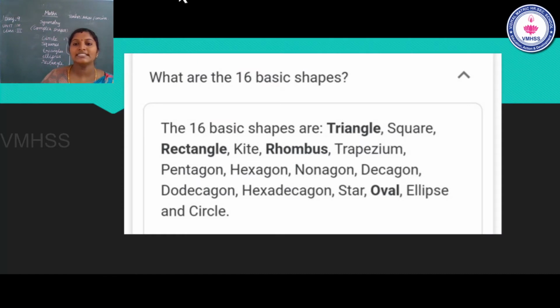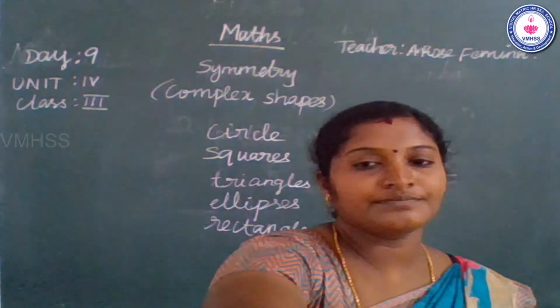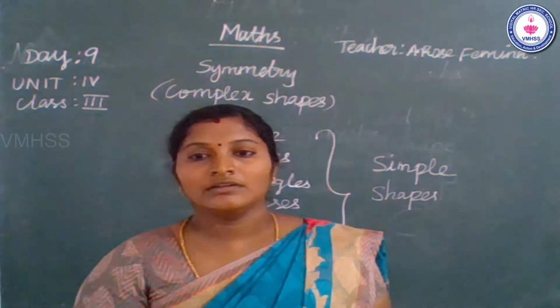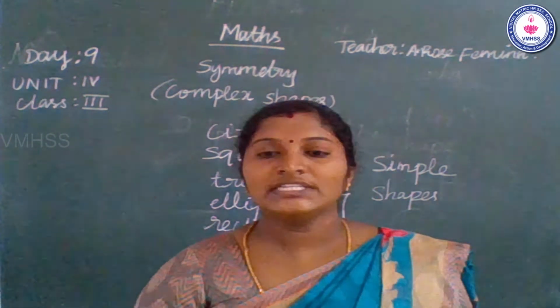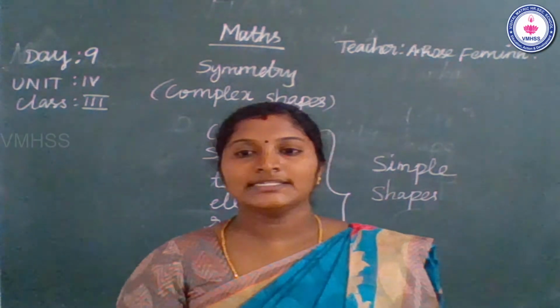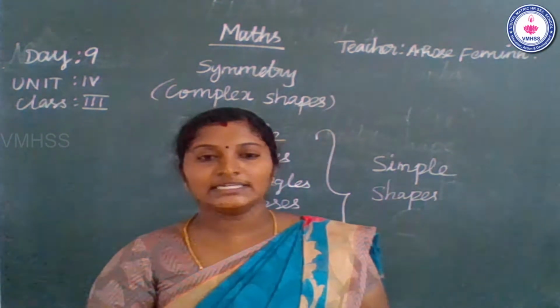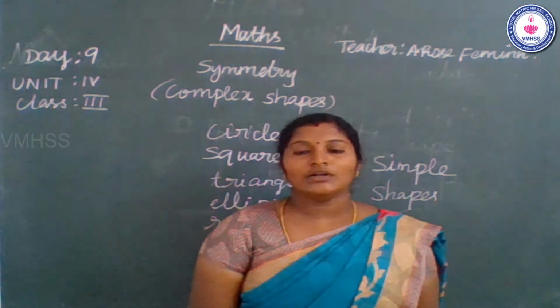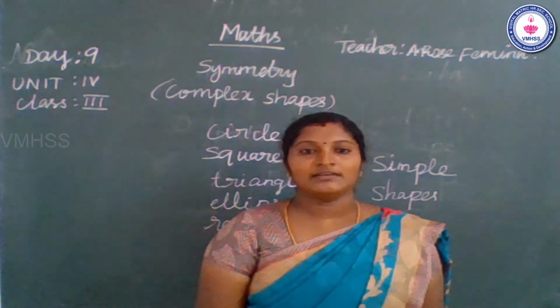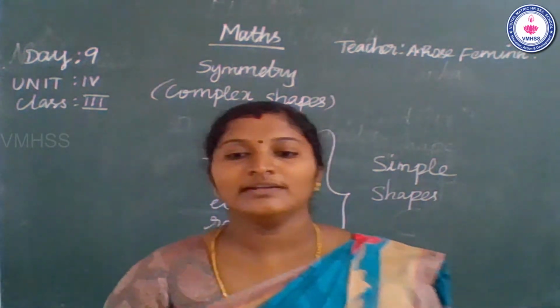So what are the 16 basic shapes? You know the shapes already. The 16 basic shapes are triangle, square, rectangle, rhombus, trapezium, pentagon, circle and ellipse, and so on. These are the main 16 basic shapes. Okay, ma? So, next one.